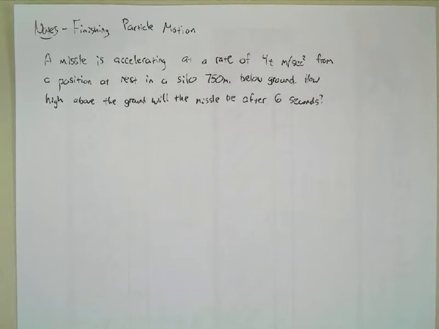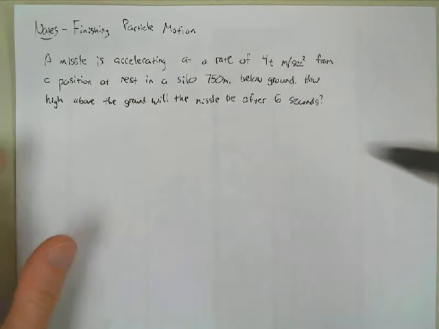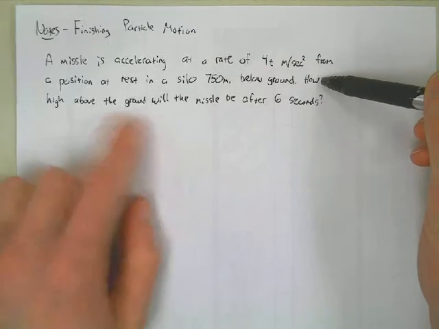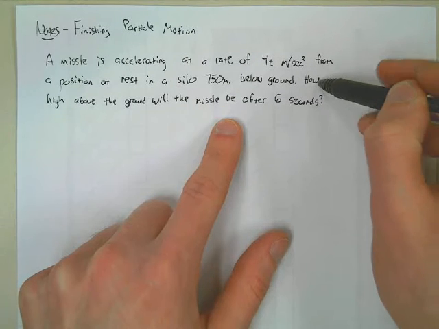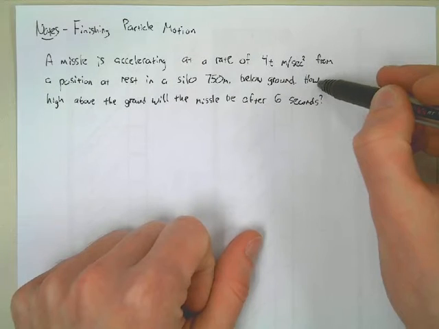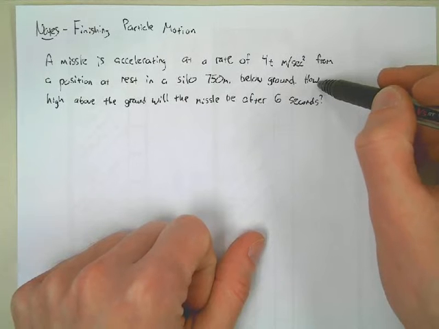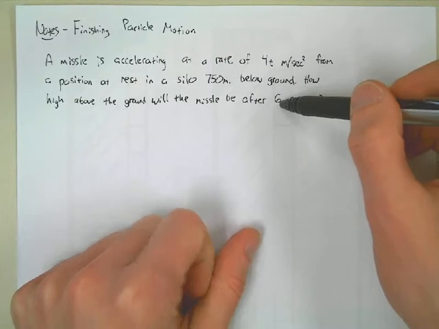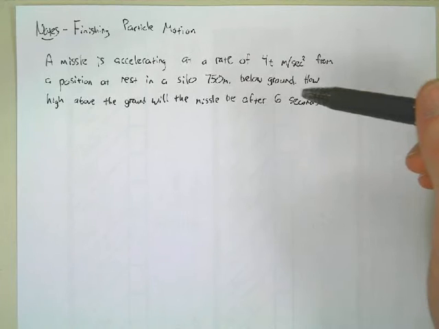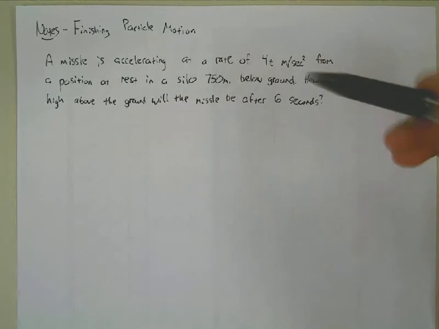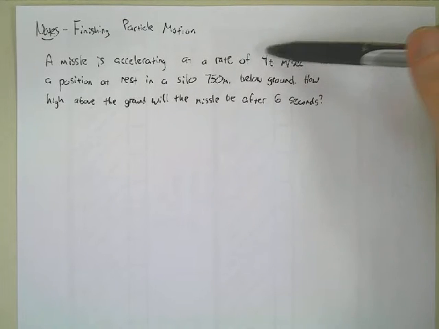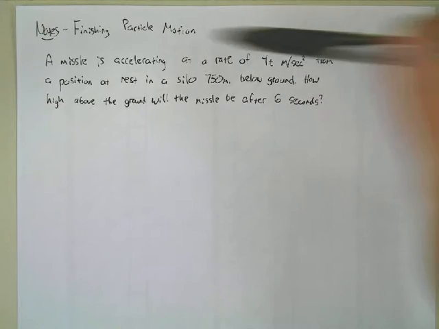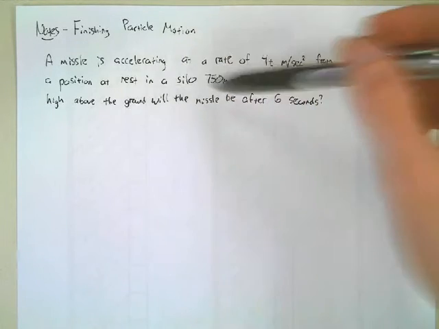So, our question that we want to answer: how high above the ground will the missile be? How high is a position. So we need to come up with a position at what time? 6 seconds, right? So we need to come up with a position function first, before we can come up with its position at 6 seconds. So what other information do we have? The missile is accelerating at a rate of 4t meters per second squared, from its position at rest in a silo 750 meters below ground.